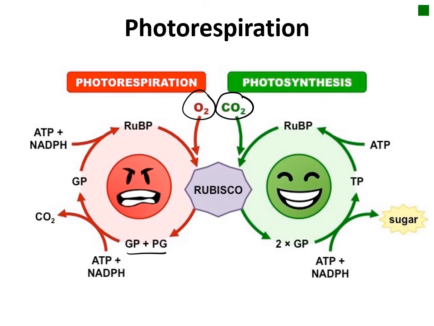When this occurs, no sugar is produced, but the ATP and NADPH are still used in order to regenerate RuBP. This results in a waste of energy for the chloroplast with nothing to show for it. This process is called photorespiration.